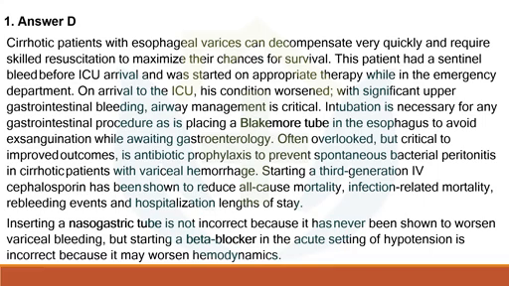Intubation is necessary for any gastrointestinal procedure, such as placing a Blackmore tube. The single-strand Blackmore tube is just a rescue measure, and it can be done only after intubating the patient. You cannot just put this tube without intubating. So the intubation is to be done first, and then the Blackmore tube is inserted into the esophagus. Often overlooked, but critical to improved outcomes, is antibiotic prophylaxis to prevent SBP in cirrhotic patients with variceal hemorrhages.